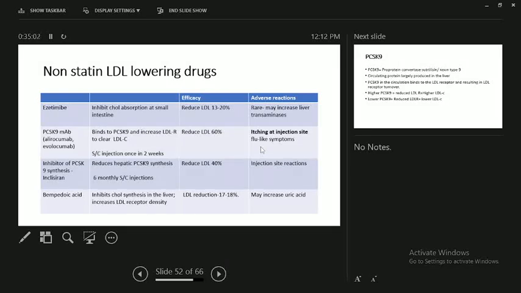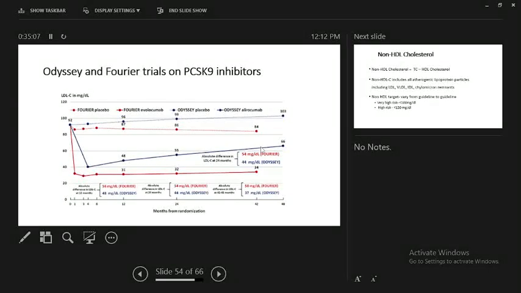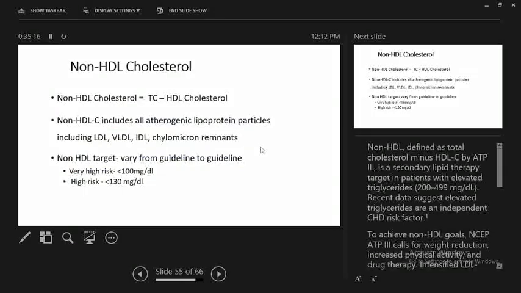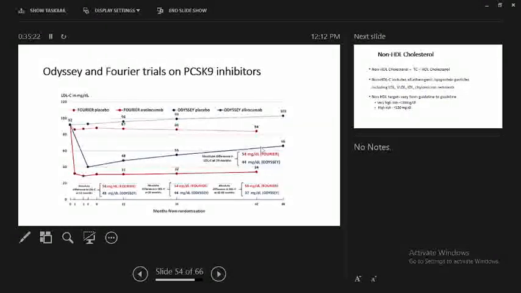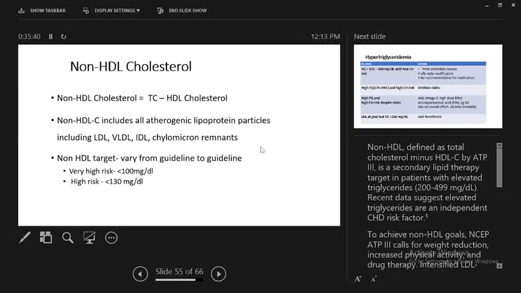Bempedoic acid is another one. Still we have ezetimibe, so if it is not getting controlled, you can start ezetimibe in our patients. These are two trials, the Odyssey and the Fourier, for the PCSK9 inhibitors. You can go and read them. This shows that even at very low LDL levels, less than 40, the patients are tolerating them very well. They identified only injection-site side effects during these two trials.